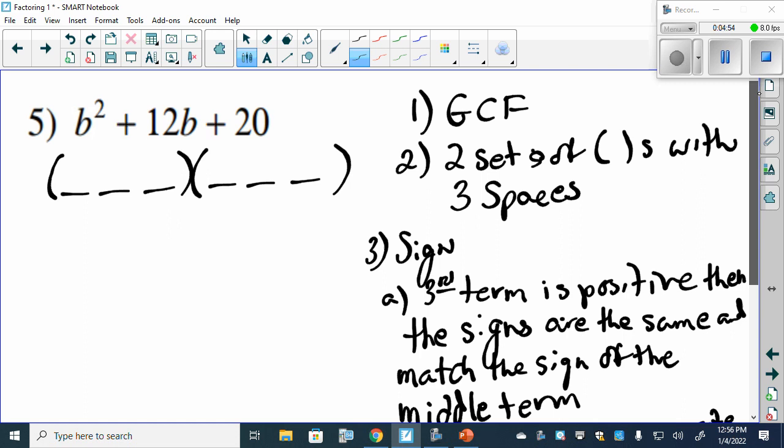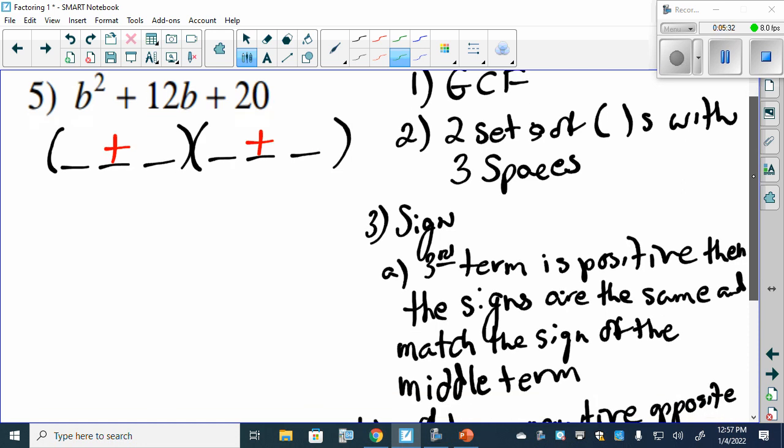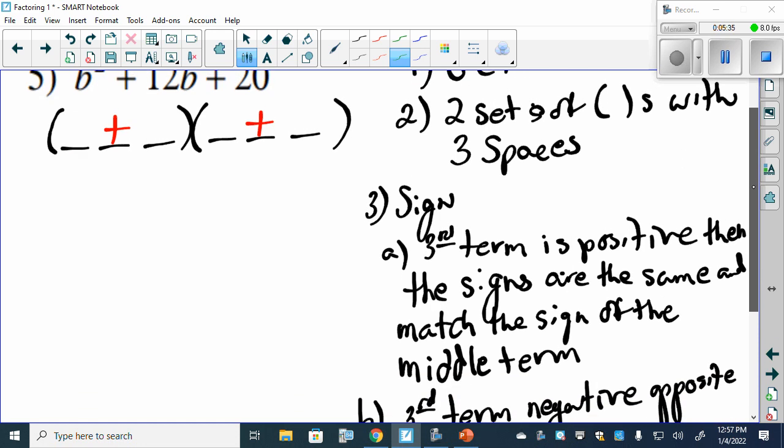So if we look at this here, is the third term positive or negative? Positive. So if the third term is positive, the signs are the same and they match the sign of the middle term. Well, the middle term is also positive. So the signs would be positive and positive. Here the third term is positive, so the signs are the same. They match the sign of the middle term, which is positive, so they would both be positive. Any questions on this here?